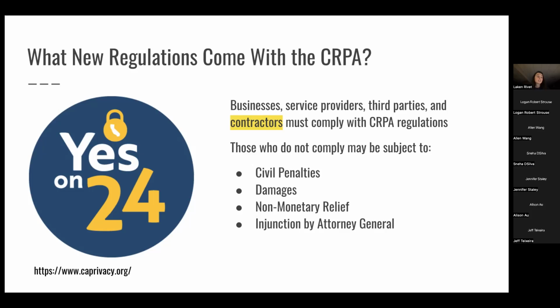If any of the aforementioned entities do not comply with the CPRA regulations, they may be subject to civil penalties, which could be up to $7,500 per violation, damages to consumers impacted by security breaches, non-monetary relief for those same victims, and they may be subject to an injunction brought on by the Attorney General. However, it should be noted that there is an opportunity to cure any alleged violation within 30 days of receiving notice to prevent non-compliance consequences.